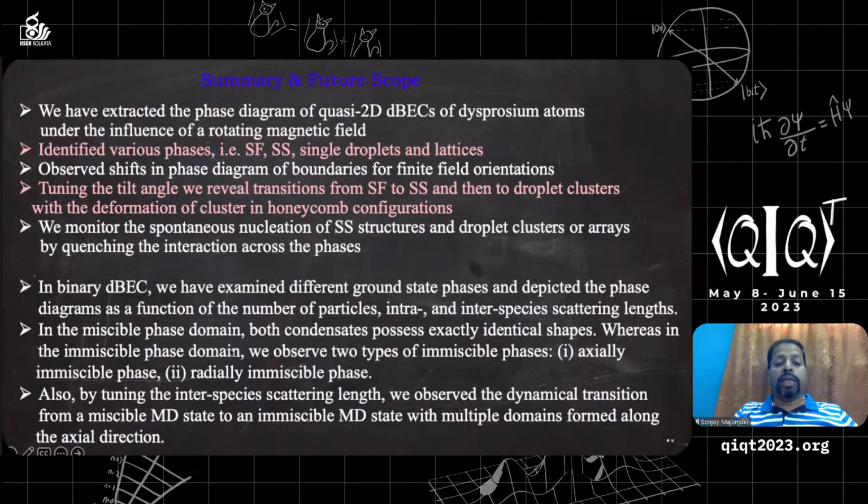Whereas in immiscible cases, we observe two types of immiscible phases: axially immiscible phases and radially immiscible phases. This has been observed. We haven't discussed this, but it is mentioned in the paper. If you are interested, please have a look. Because of time constraints, I am not elaborating this. Also, by tuning the interspecies scattering length, we observe the dynamical transition from the miscible multi-droplet state to the immiscible multi-droplet state with multiple domains forming along the axial direction.